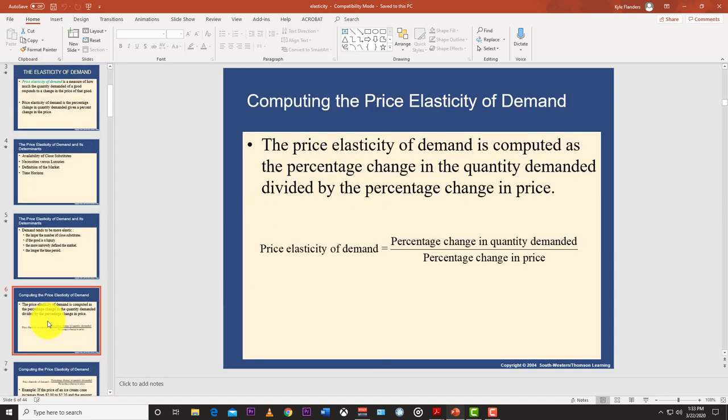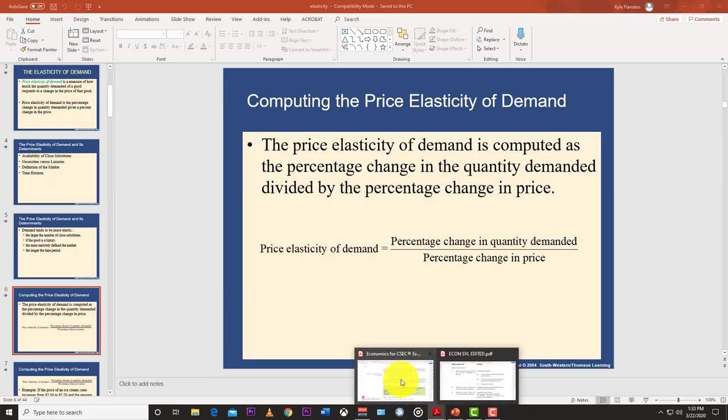Let's look at this here. That's the formula. The price elasticity of demand is computed as the percentage change in the quantity demanded divided by the percentage change in price. So you have to find the percentage change in demand first, and then the percentage change in price, and then you do the maths, you divide them. And so we're going to go through that right now.